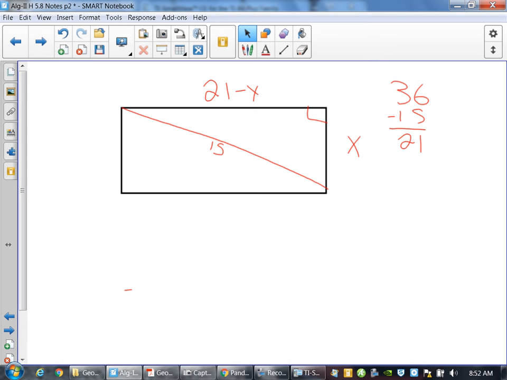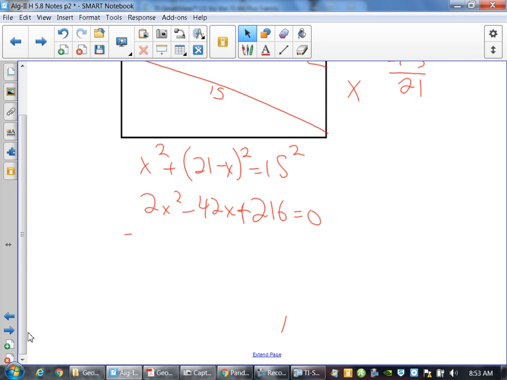It is not a 45, 45, 90. That's why it's a squared, b squared equals c squared. So x squared plus the quantity 21 minus x squared is 15 squared. A bunch of math, you get this: 2x squared minus 42x plus 216 is 0. What I did at this point is that I have pseudo clean numbers, but notice everything's even. I'm just going to divide everything by 2. Take the scalar out, just to make it easier on your brain.